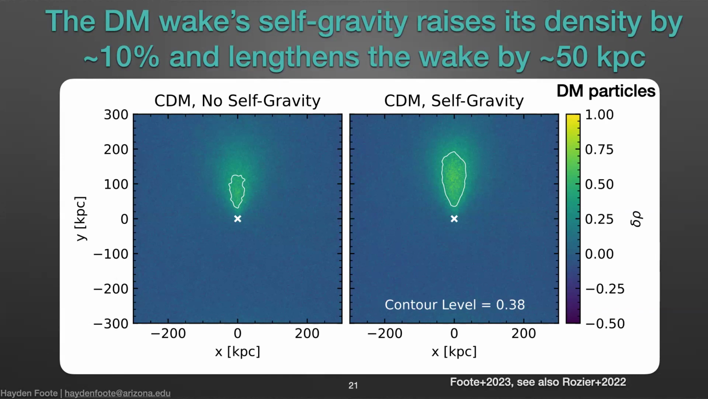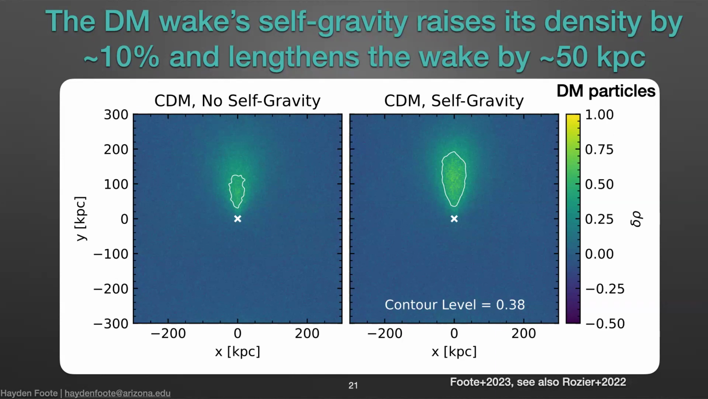So you can just read the full width half max of the wake off the plot. And we set it to cold dark matter with self-gravity always, because that's the fiducial case that we're comparing the others against. So the takeaway here is that not only does the gravity of the dark matter wake keep it together for a little bit longer, it gets about 50 kiloparsecs longer, it also increases the maximum density by about 10% or so.